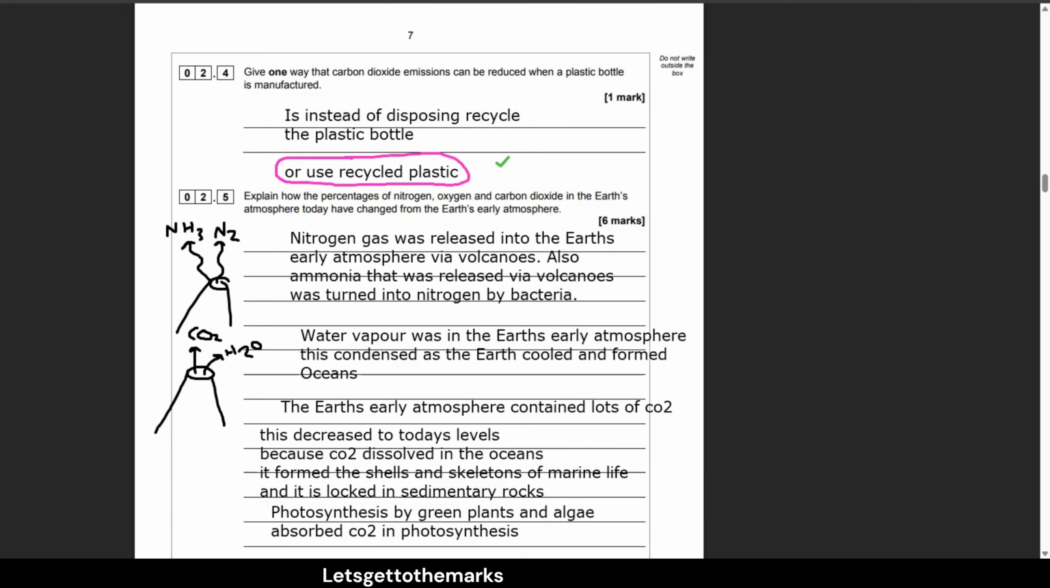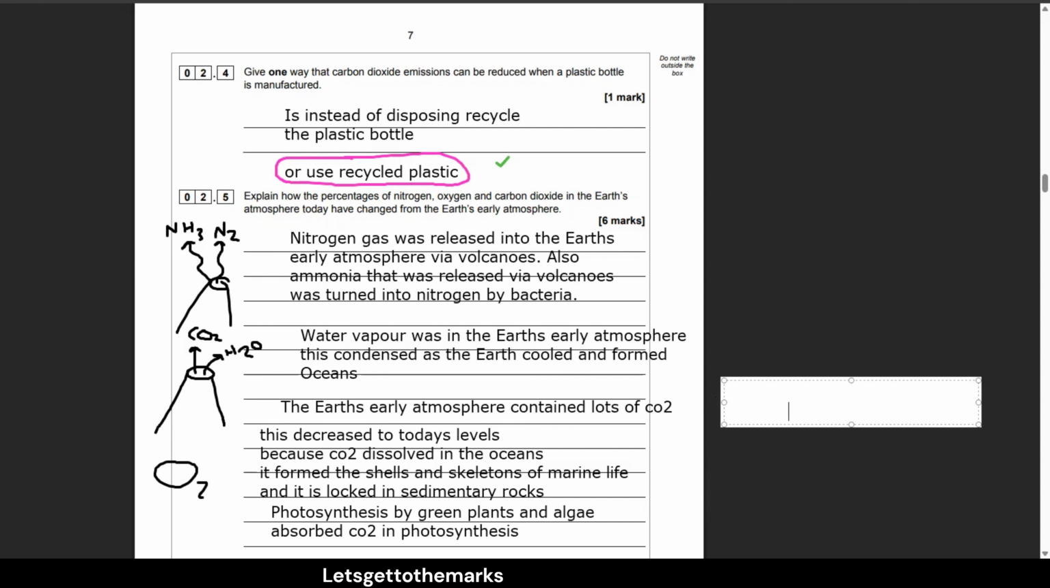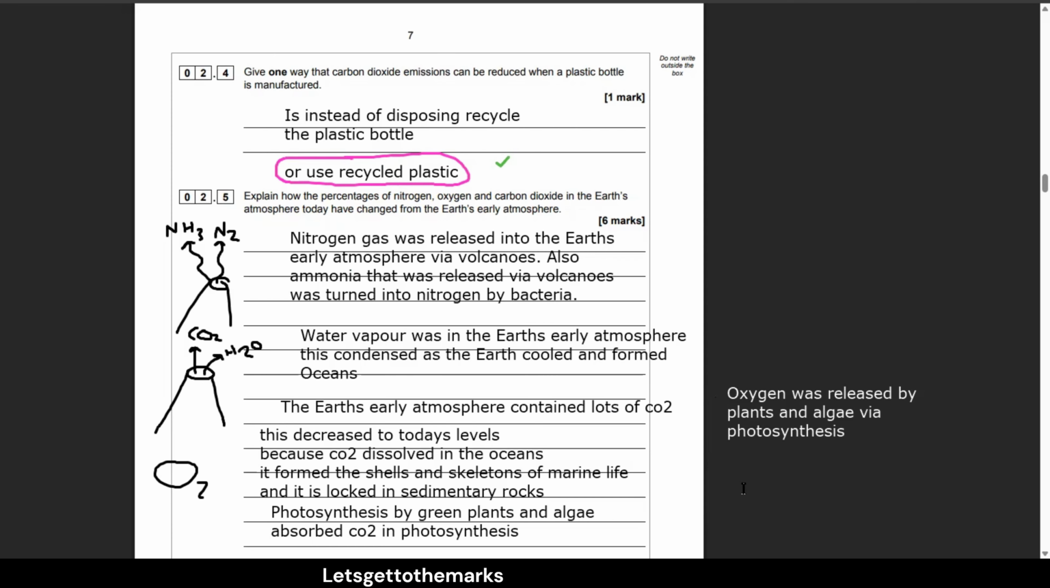One gas I haven't talked about, folks, which wasn't around in the Earth's early atmosphere, is oxygen. So we need to talk about oxygen. I'm going to do that over on the side here. What we're going to say about oxygen is that oxygen was released by plants and algae via photosynthesis. So the Earth's early atmosphere didn't have oxygen. So maybe I'll put that as well as a comparison.